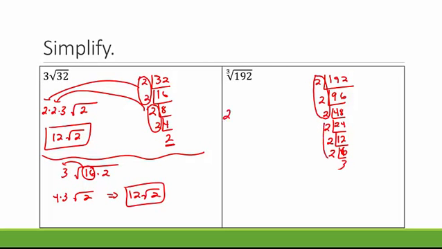I have another group of 3 of a kind of 2's here. So that would be another 2 outside of my radical. Then I had a 3 left over. So that would stay underneath my radical. 2 times 2 is 4. So my answer is 4 times the cube root of 3.